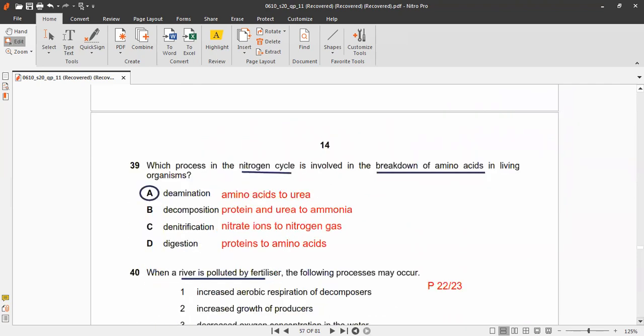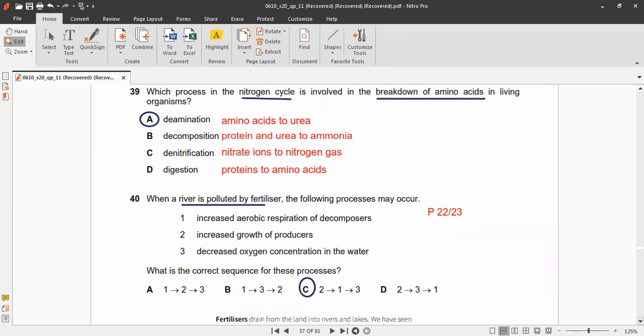Which process in the nitrogen cycle is involved with the breakdown of amino acids in living organisms? Yes, deamination. Amino acids convert to urea. Decomposition, protein and urea to ammonia. Denitrification, nitrate ions to nitrogen gas. Digestion, proteins to amino acids. So the correct answer is A, deamination, amino acids to urea.